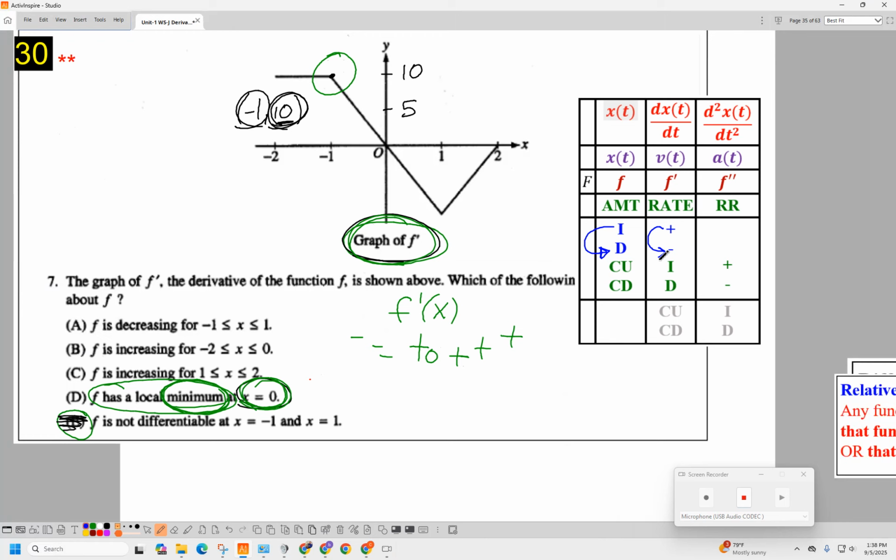Oh, I got it backwards, sorry. That was terrible. That would be local max. Don't do that. You'll say it's true when it's not. So it's decrease to increase for local min, negative to positive. What they gave us is completely backwards. These values of f prime are positive. These values of f prime are negative. So f has a local maximum at x equals 0. It is a trap.